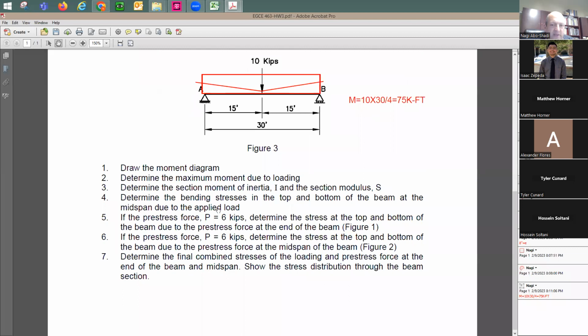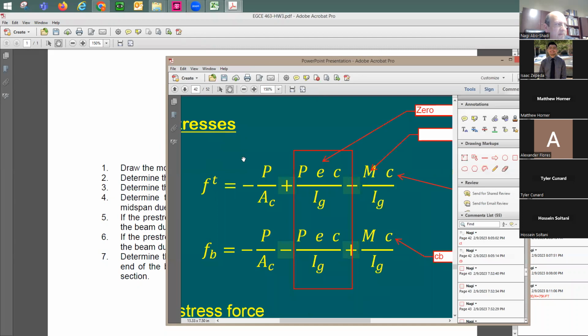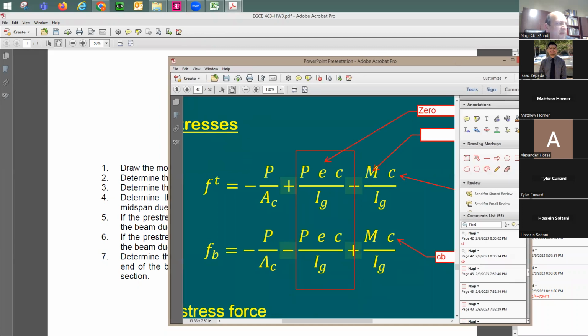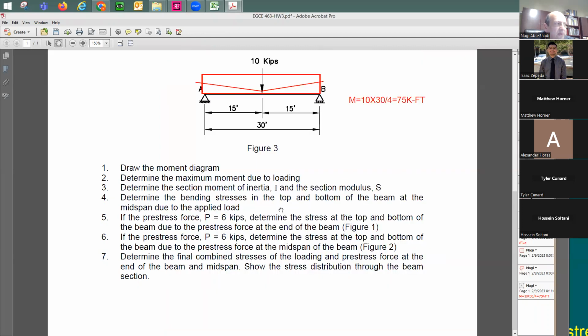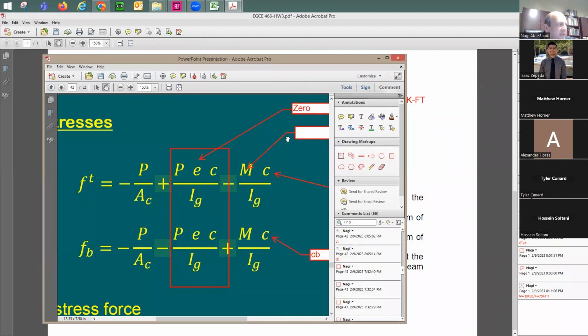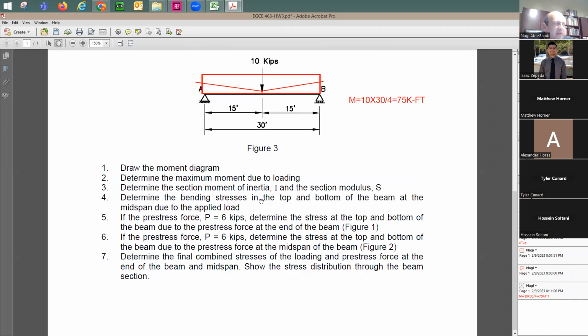Oh, be careful. You can't use the entire equation here, right? Because it says just due to what? The applied load, which means that you just need this part of it. It's going to be M over S. Only that. Don't use the entire equation because you've got to be careful, otherwise you may lose points. It says here due to the applied load.